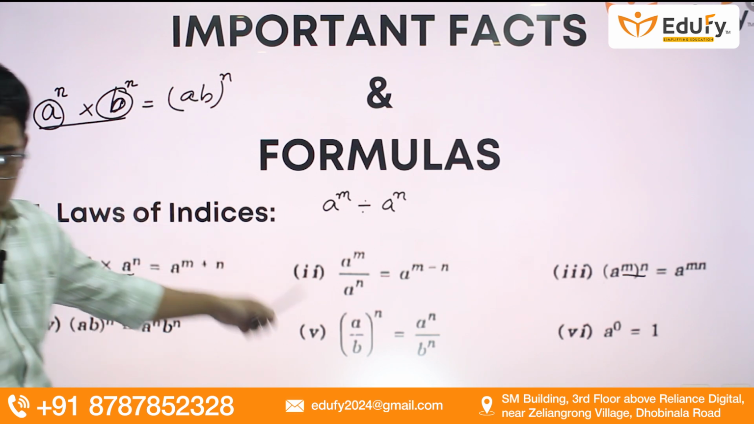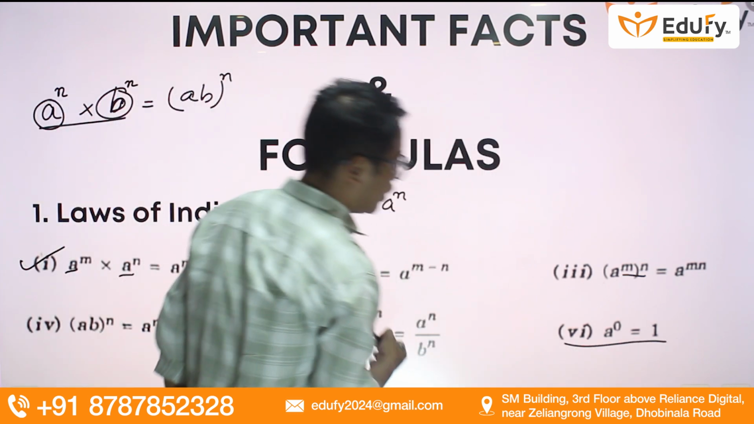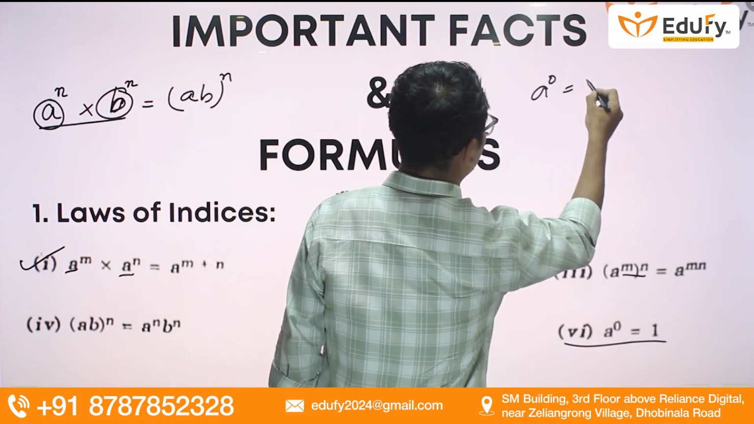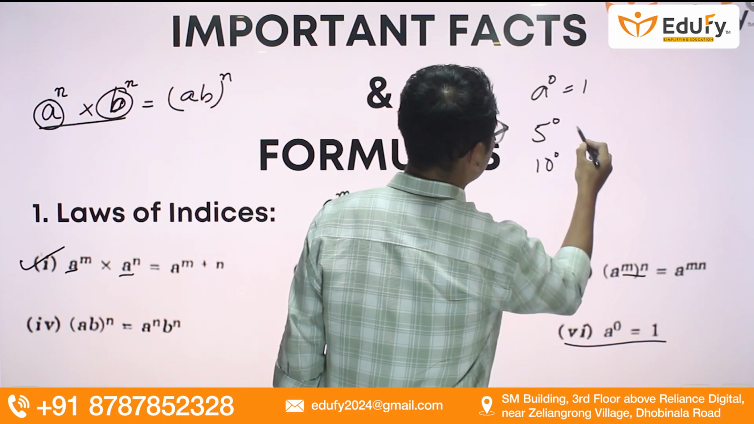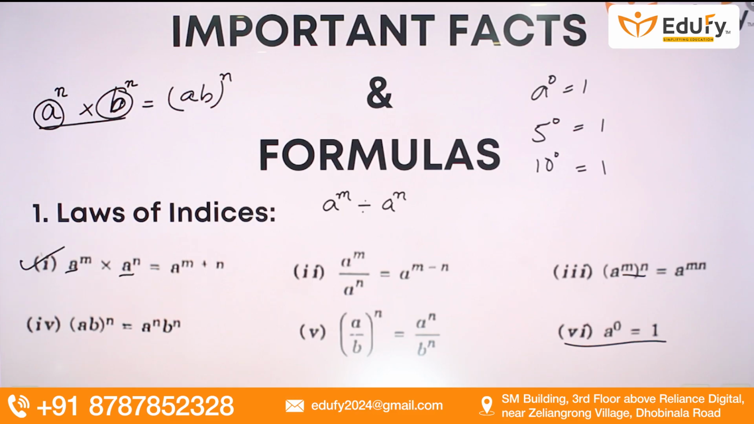Then we have the same thing with division, and after that, this is an important formula as well: a to the power 0, any number. a to the power 0 is equal to 1, whether it is 5 to the power 0 or 10 to the power 0, these values will be 1. These are some of the laws of indices, so we have to know all this to solve the questions going forward.